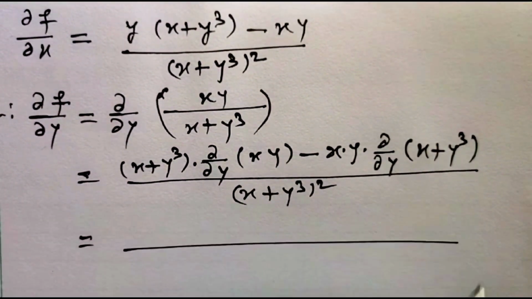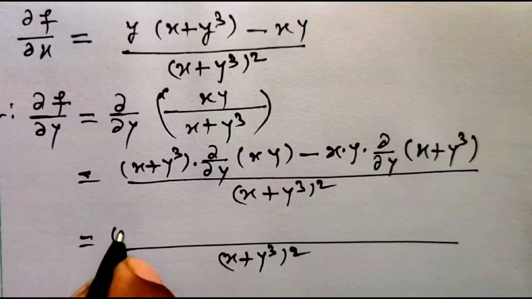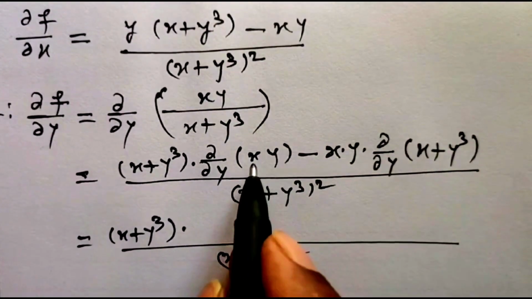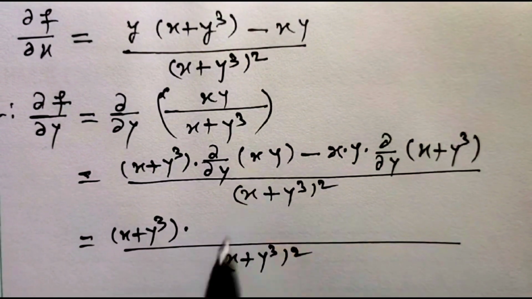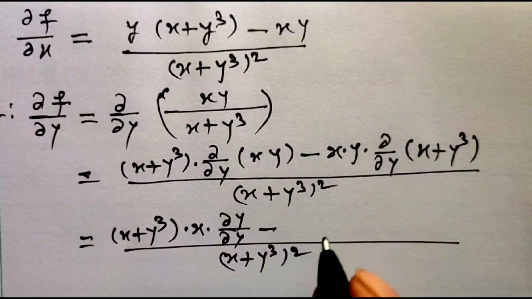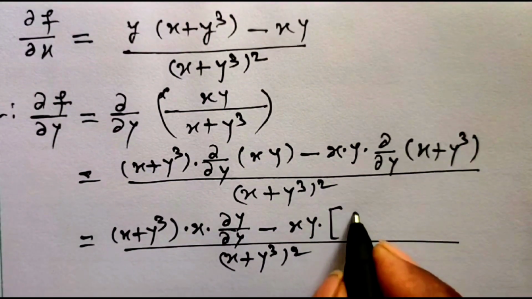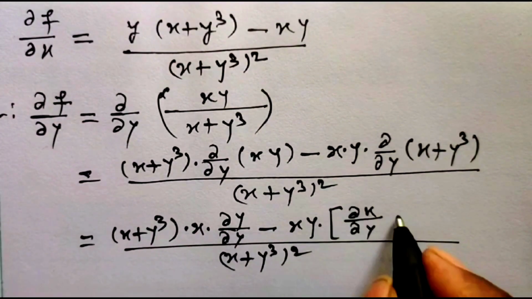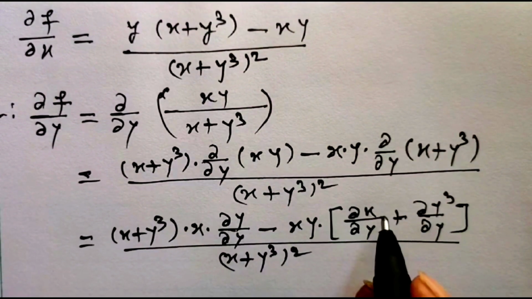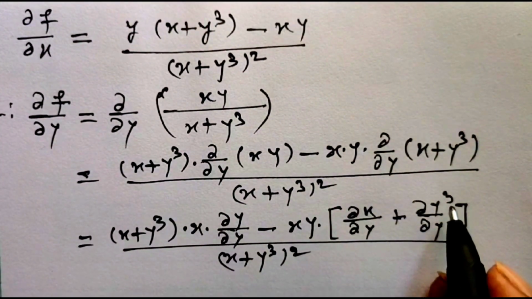So this is equal to the square of the denominator as it is, (x plus y cube) square, into the derivative with respect to y of x into y. Here x is constant, so this becomes a constant coefficient, x into the partial derivative of y with respect to y, minus xy into the partial derivative of x with respect to y plus the partial derivative of y cube with respect to y. You know x is constant, so its derivative becomes 0. And here the derivative of y cube is 3y square.